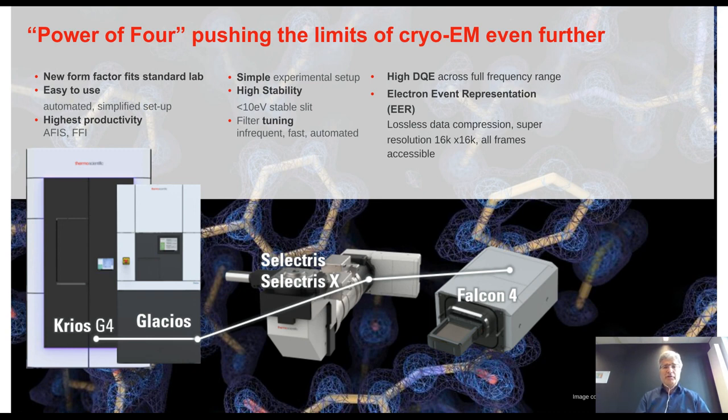And then the third component, which is of course also an integral part of the Selectris, but it can also be used standalone, is the Falcon 4 camera. We have significantly boosted the speed of the Falcon 4 camera, but in addition to that, we have also pushed the DQE, the sensitivity, across the entire frequency range for those doses that are typically used for cryotomography and single particle analysis. But last but not least, we have also implemented this nice feature called electron event representation, which is a clever way to do more efficient lossless data compression, while still benefiting from the full temporal and spatial resolutions. So we can also enable, because of this sub-pixel accuracy capability, the super resolution capabilities of the camera.